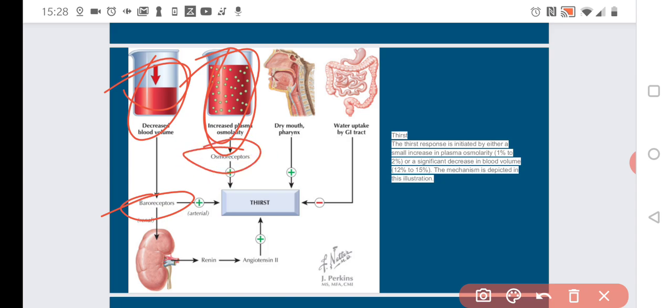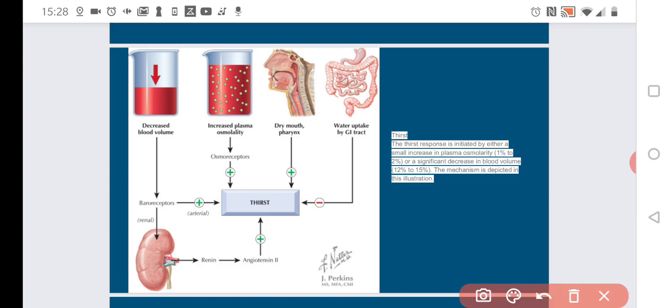We also have things like dry mouth. Yes, this is quite obvious. If the mouth is dry, it's probable that we do not have enough water, because some time has passed since the last time we drank something. The water uptake in the GI tract would inhibit the thirst. Other things that would increase the thirst are renin and angiotensin 2.